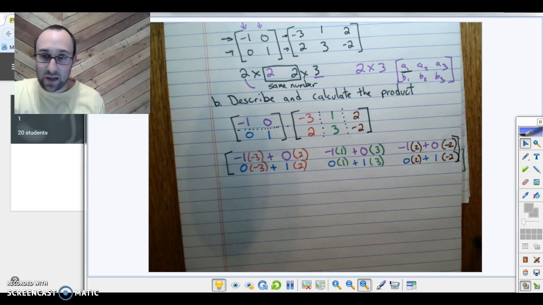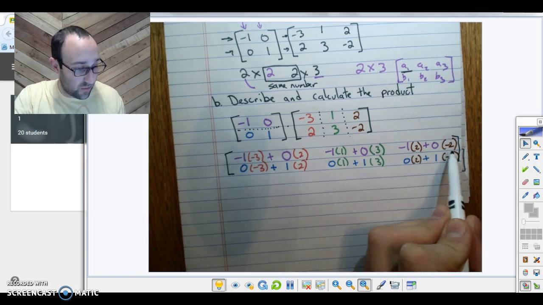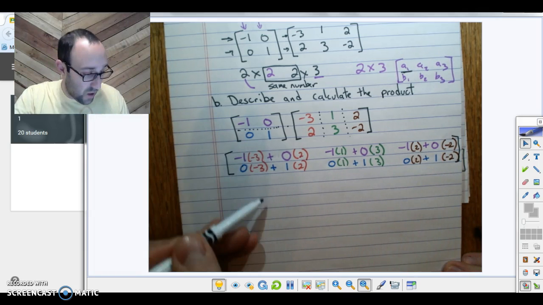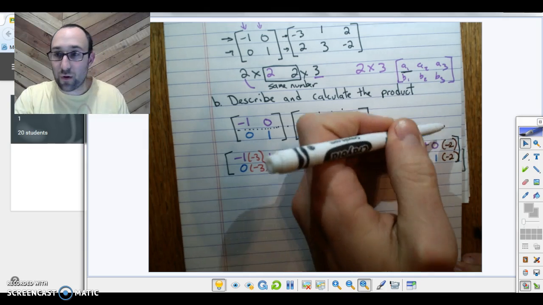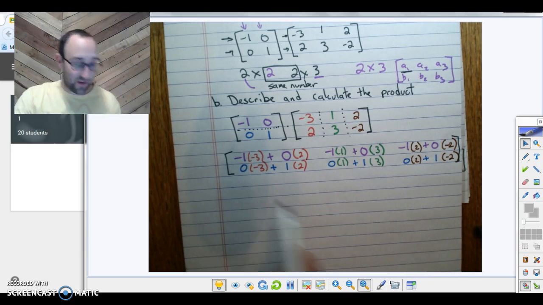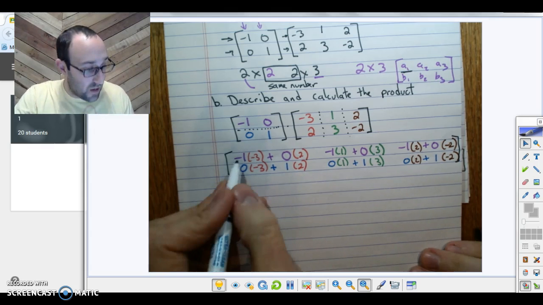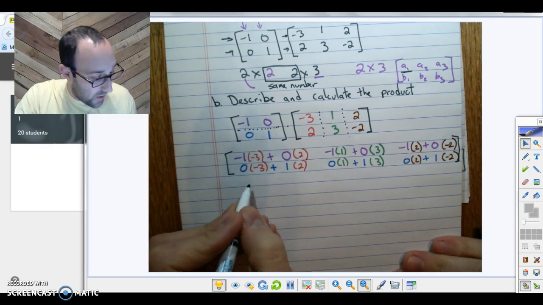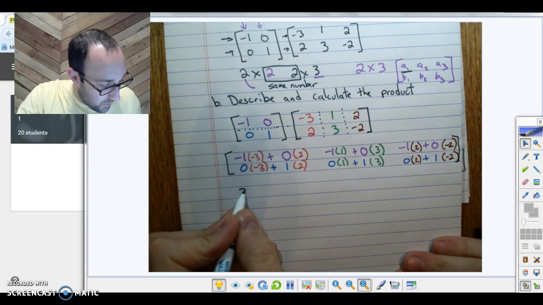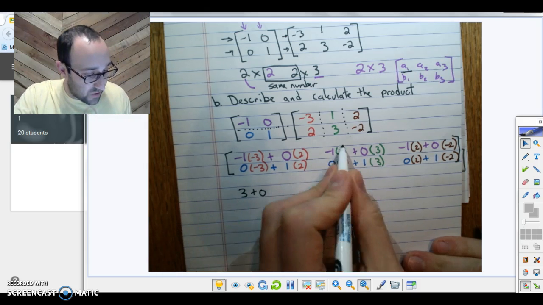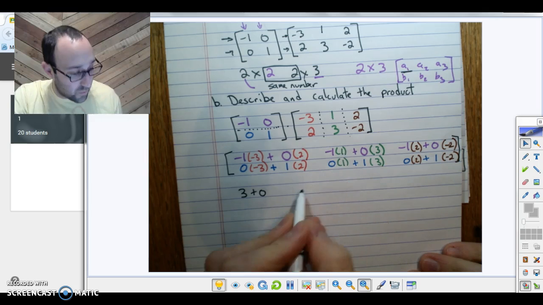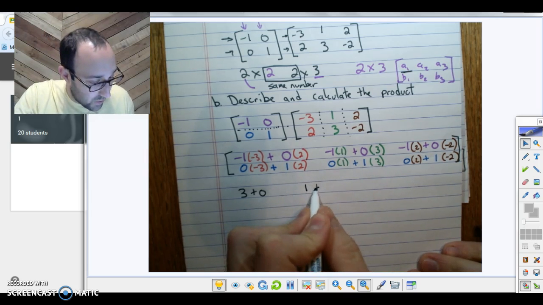So now we've basically gotten everything. The purple across, the blue across, the red up and down, the green up and down, the brown up and down. Okay, so now I just have to do those operations and clean it up, and we're done. Okay, so -3 times -1 is going to be +3 plus 0. And this next one is going to be -1 times 1 is going to be -1 plus 0.